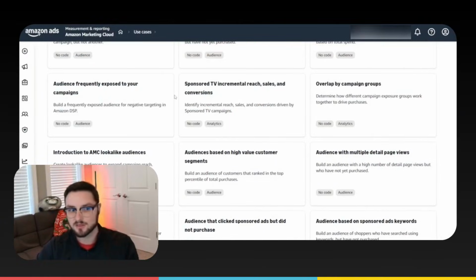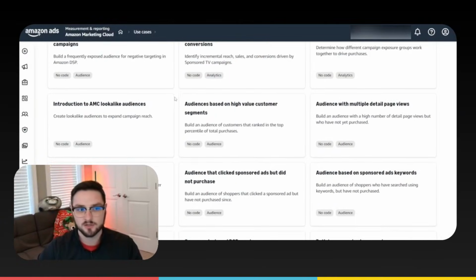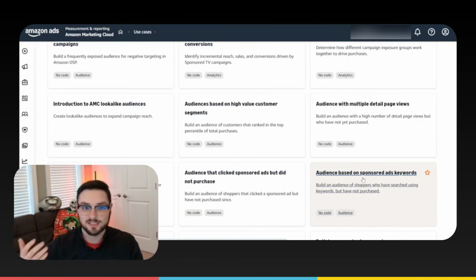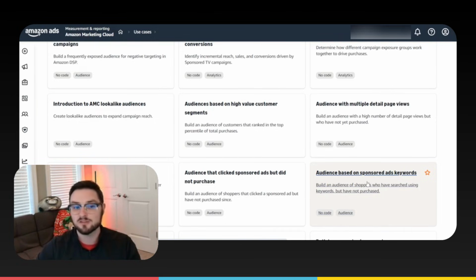Now, after we talk about the audience side of things, and there's a lot more we could dig into here, right? So there are things such as the audience based on high value customer segments. This can be okay, but it's not really my favorite at the end of the day. We have audience based on sponsored keyword ads. This is another one you could focus on, right? And again, this is more of an audience that I would look at adding retroactively to some of your higher detail keywords that you get rest of search placement on, but not necessarily where you're going to be getting top of search all the time, right?